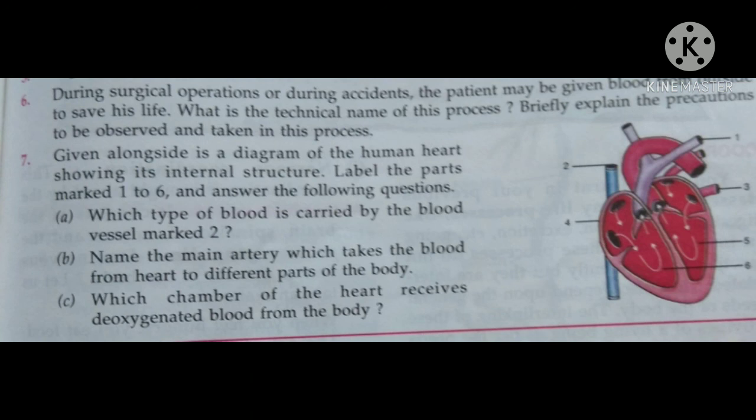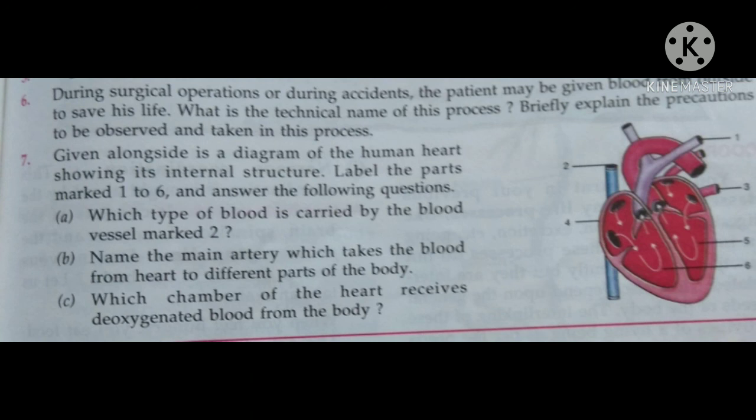Next, which type of blood is carried by the blood vessel marked 2? The 2 is the superior vena cava, so it carries deoxygenated blood. Answer is deoxygenated blood. Next, name the main artery which takes the blood from the heart to different parts of the body. Answer is aorta. See the spelling, A-O-R-T-A, not A-R-O-T-A.